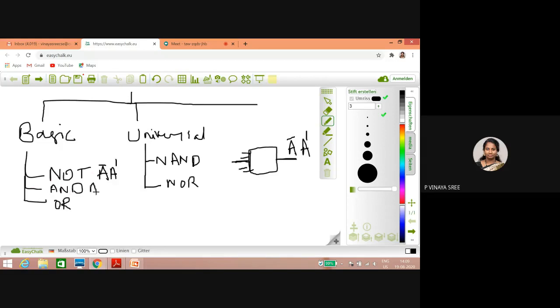And the representation is, let us consider I want to take two inputs for AND. So if I am giving two inputs, the output will be a dot b. You can even write it as a into b. Okay, but this is a standard one, a dot b.